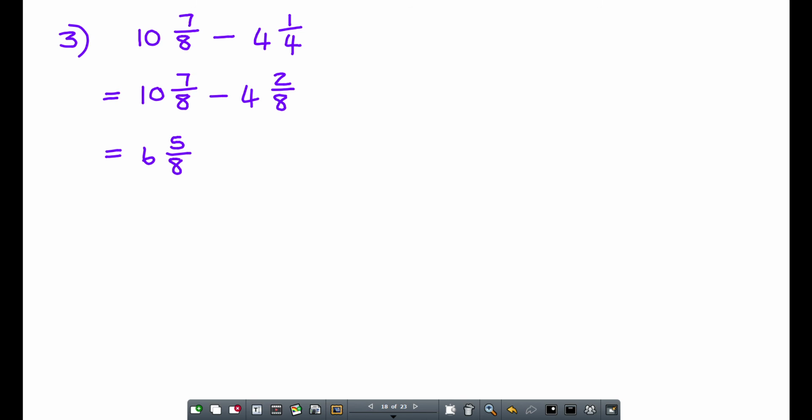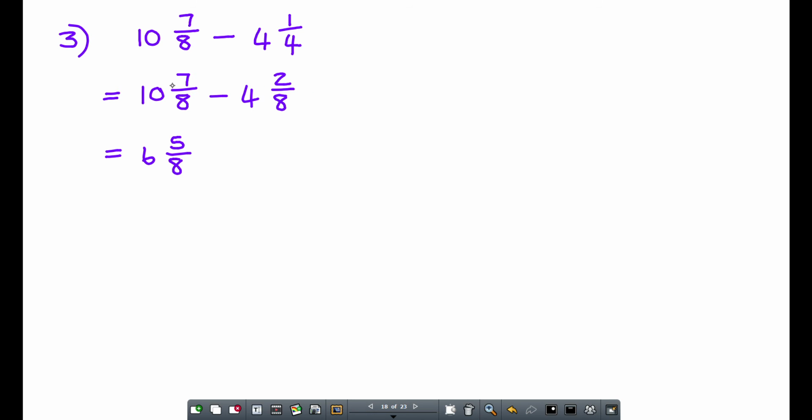Right, number 3 says, what must be subtracted from 10 and 7/8 to give 4 1/4? So it's basically the same as saying 10 and 7/8 minus 4 1/4, because then I'll see how much should be subtracted to give me that. So what I did here is I firstly saw that I could make this 8, meaning that would be 2/8. Now my denominators are the same.